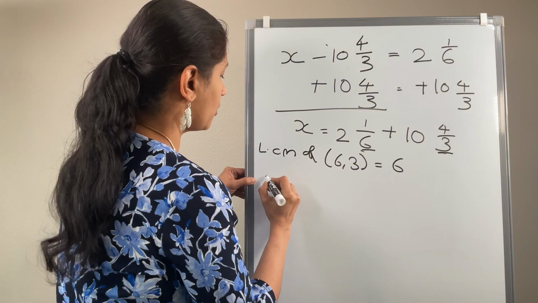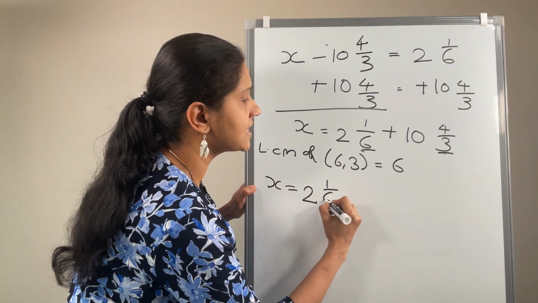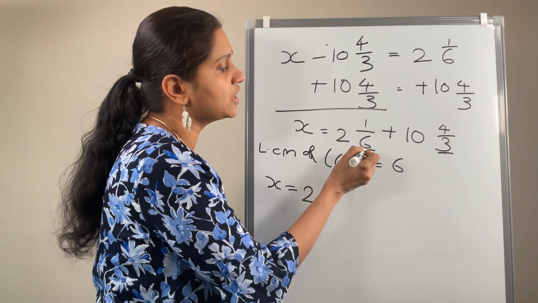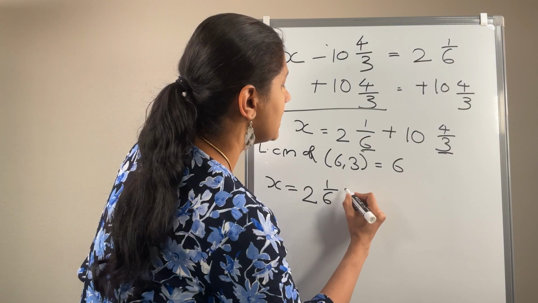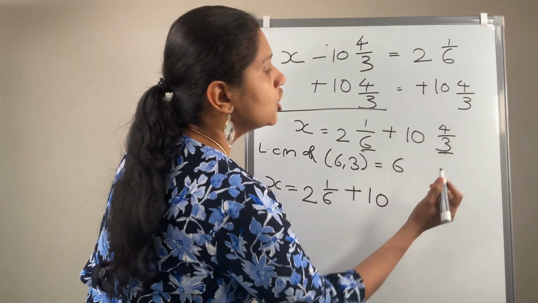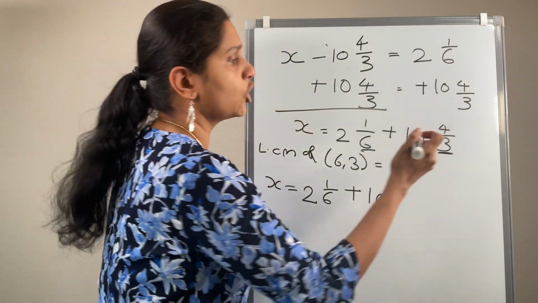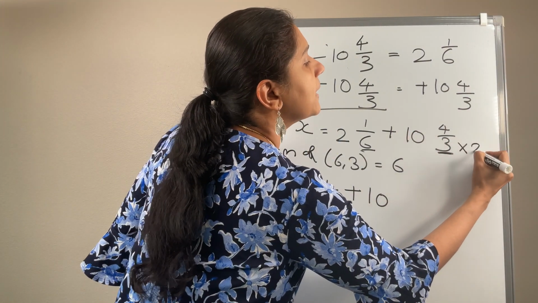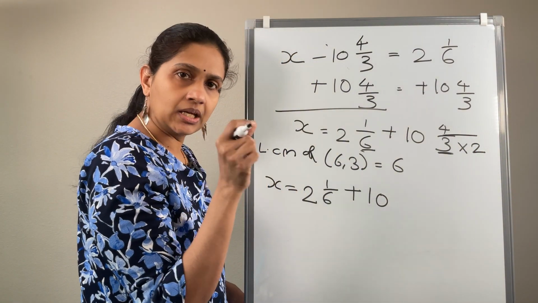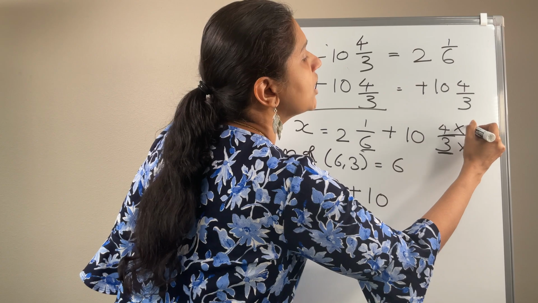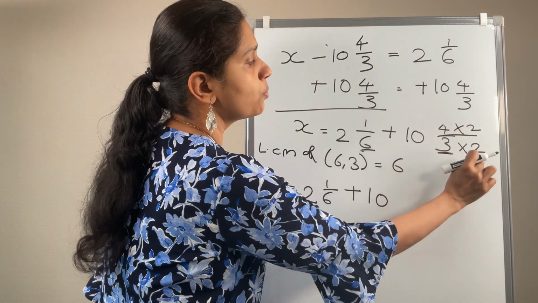Now solve the problem. x is equal to 2 1 by 6. It stays as such because we already have the number 6 at the denominator. So you don't have to do anything for that. Then add it with 10. You can see here the denominator is 3. You have to make it 6. In order to do that, just multiply the denominator times 2. When you multiply a denominator by a number, you have to multiply the numerator also using the same number. So it will become 4 times 2 by 3 times 2.